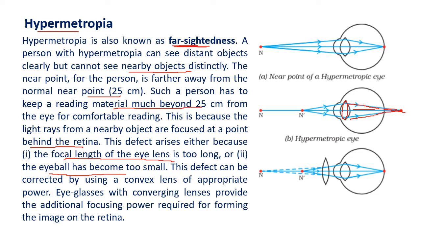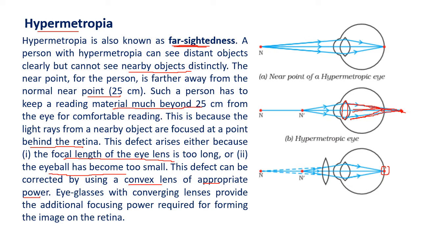So here light has to be converged, means brought together. The light is converging here beyond the retina, it has to be converged on the retina. So you need a converging lens. A convex lens is a converging lens, it brings lights together. So a convex lens of appropriate power will converge the light and put the image exactly on the retina, and hence the person can see clearly.